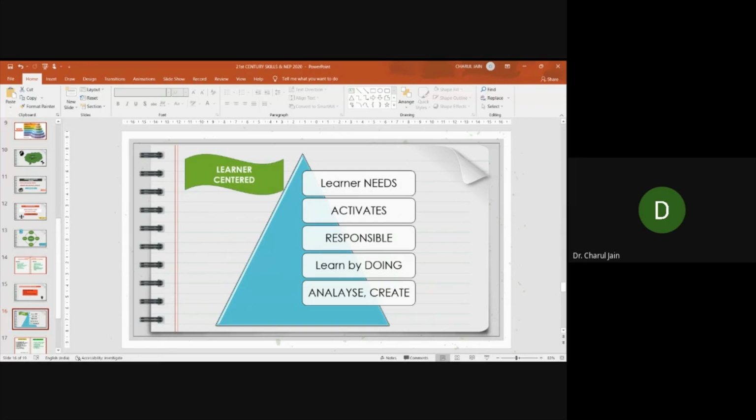Today's classroom needs to be learner-centered. It has to address the needs of the learners. It cannot keep the learners passive, merely as receptacles of knowledge. Unless we make learners active and participative in the teaching learning process, they will lose interest.